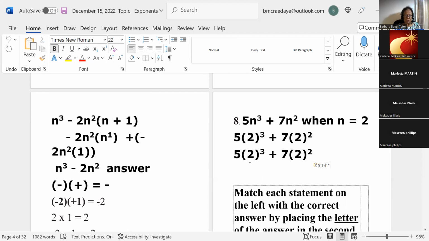Marietta, what's 2 times 2 times 2? I have 8. Okay, that's correct. So let's put the 8 here, and take out the power because we multiplied it out. What's 2 times 2, Marietta? 4. Okay, so let's put the 4 there and take out the 2.